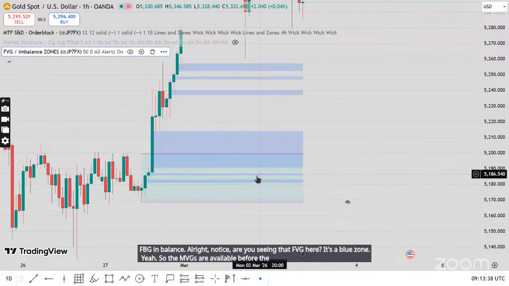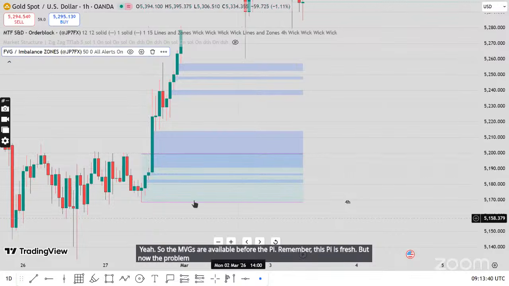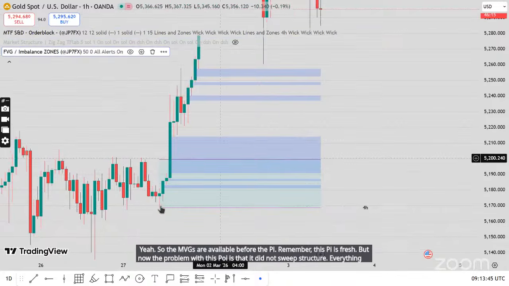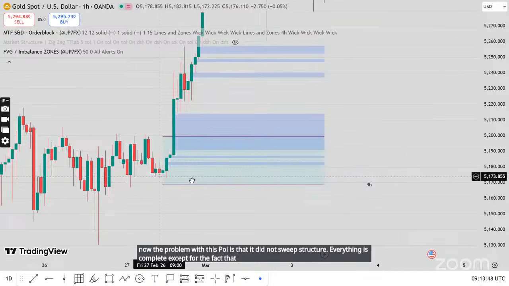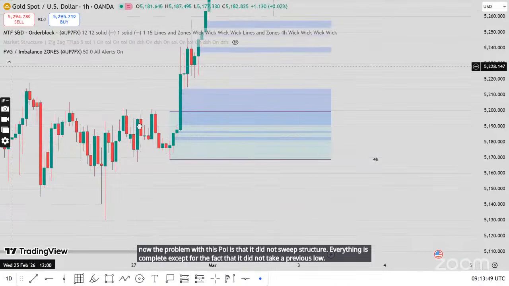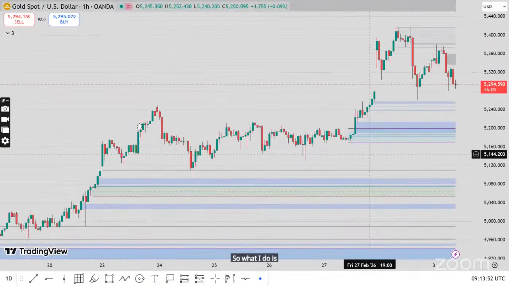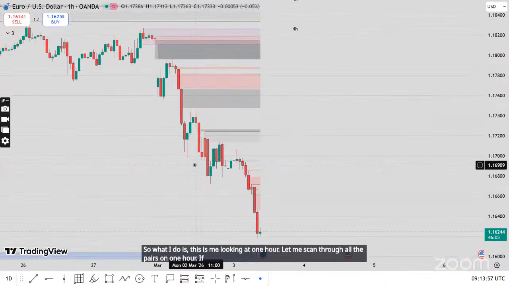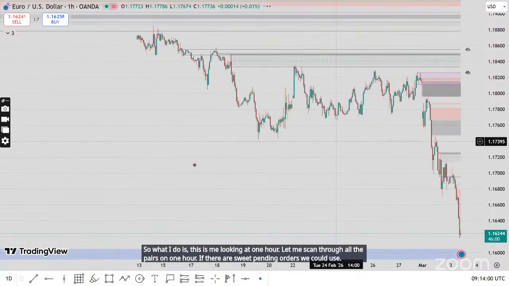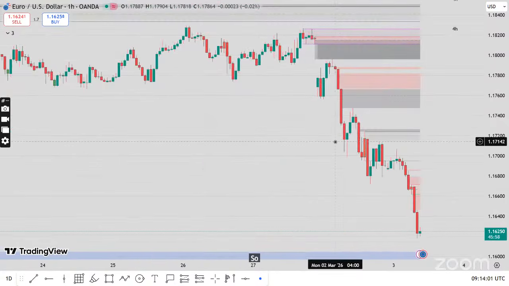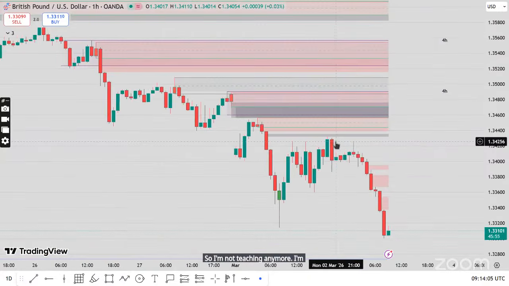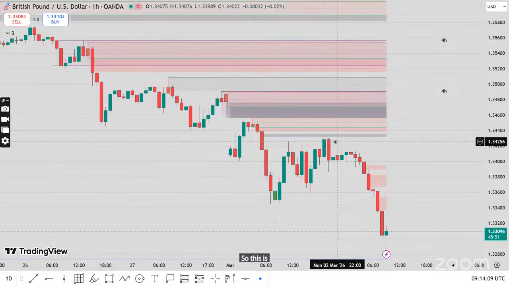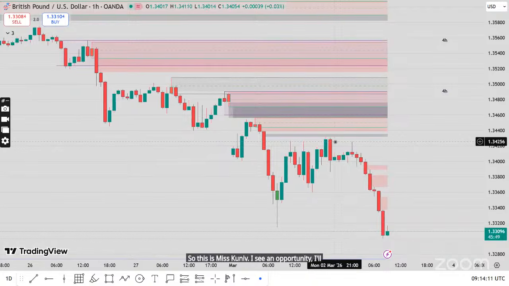So the FVGs are available before the POI. Remember, this POI is fresh. But now the problem with this POI is that it did not sweep structure. Everything is complete except for the fact that it did not take a previous low. So what I do is, this is me looking at 1 hour. Let me scan through all the pairs on 1 hour, to see if there are sweet pending orders we could use. So I'm not teaching anymore. I'm just doing my thing as a trader. So this is me scanning. If I see an opportunity, I'll tell you. I'm on 1 hour time frame.